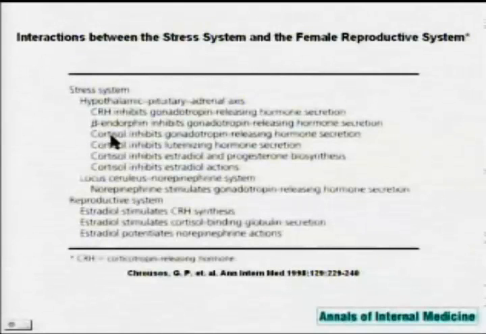Cortisol, hormone 3 of the HPA axis, inhibits GnRH secretion, inhibits luteinizing hormone secretion, and inhibits estradiol and progesterone biosynthesis, that would be peripherally, and also indirectly through these effects. And also, cortisol intracellularly in the target cells inhibits estradiol actions.